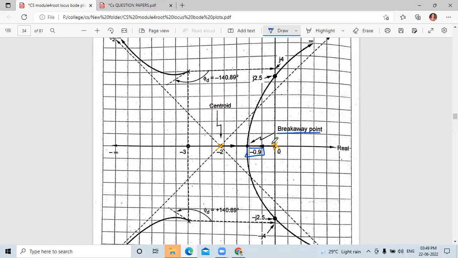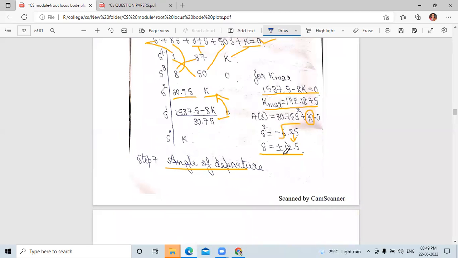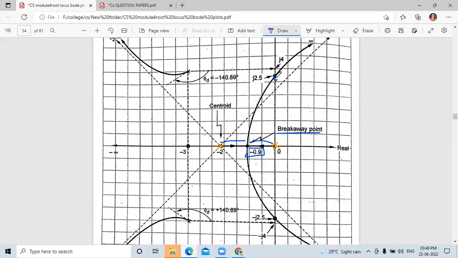That means the pole at 0 flows like this, and the pole at minus 2 also flows like this. The intersection with the imaginary axis we got is plus or minus j2.5. So first mark plus or minus j2.5. From the breakaway point, the locus from 0 will go like this and terminate at infinity.